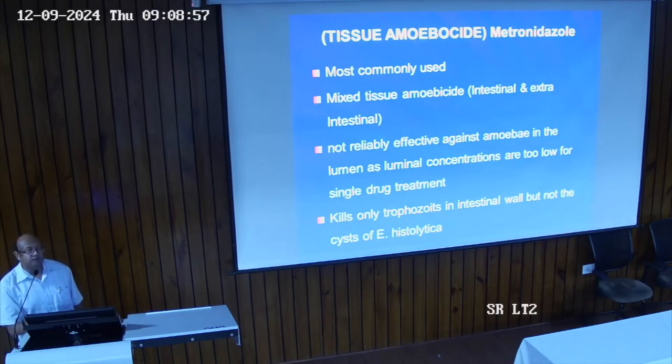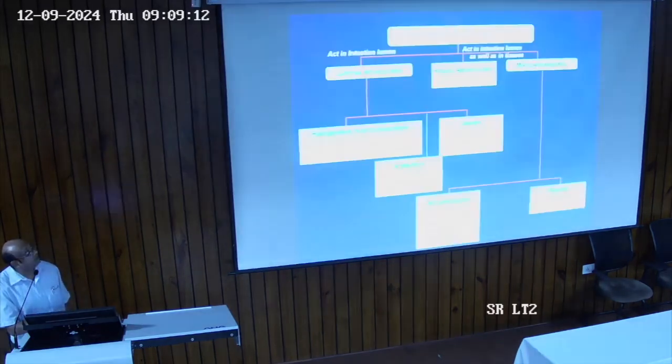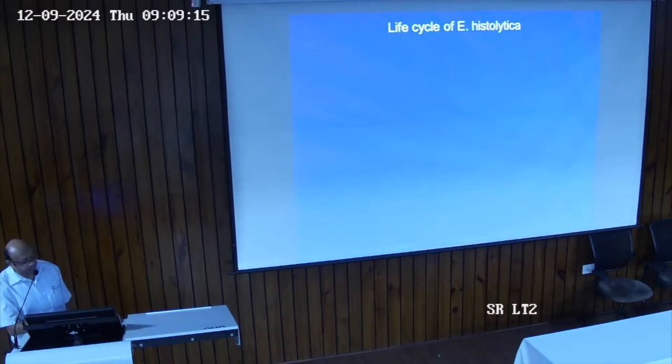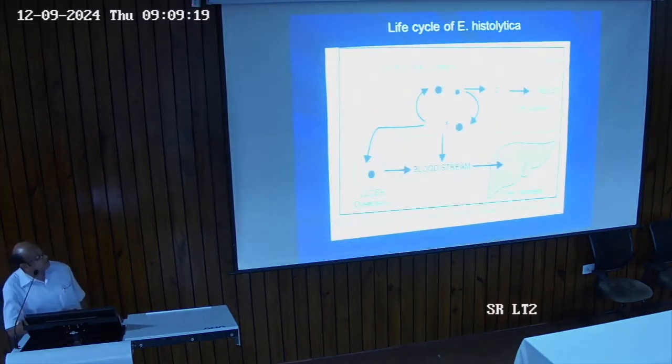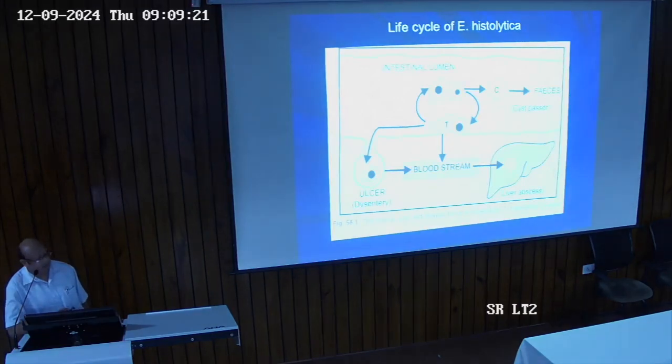Okay? So if you are prescribing metronidazole, make sure that it is going to kill only in the intestinal wall, that is the tissue phase, not the cyst phase, not in the lumen. In the lumen you have only a single drug. Here, that cyst is there, which is passing through the feces, and then you have trophozoite, which is crossing the intestinal lumen and then entering the bloodstream.